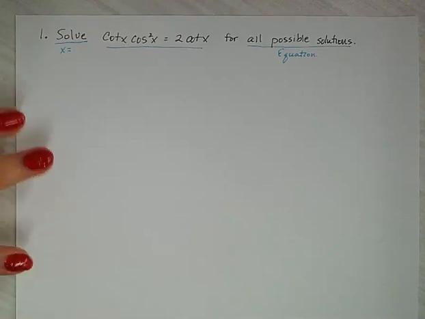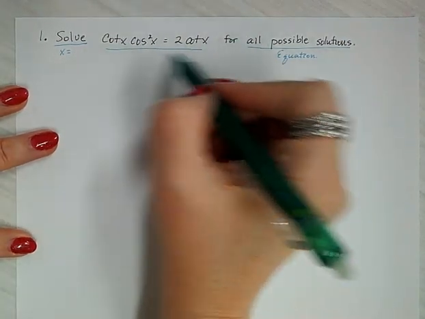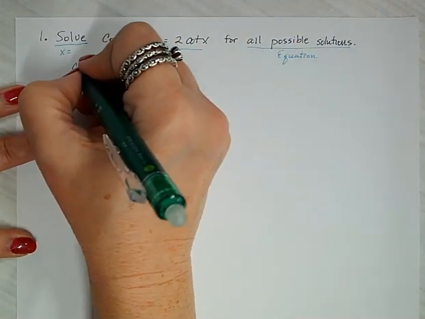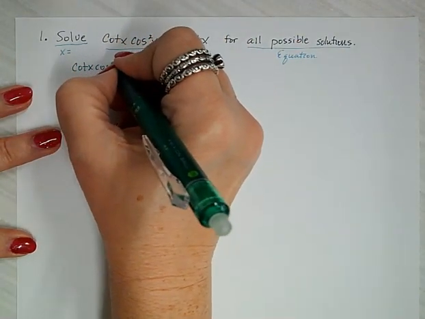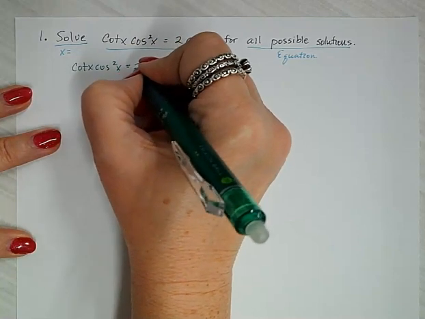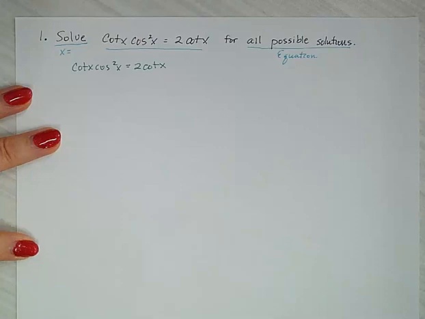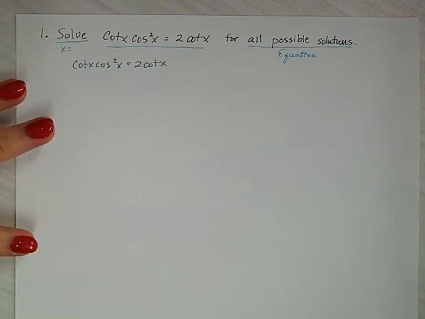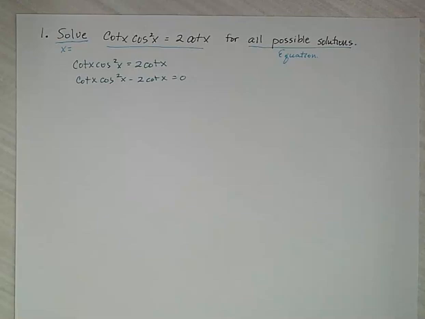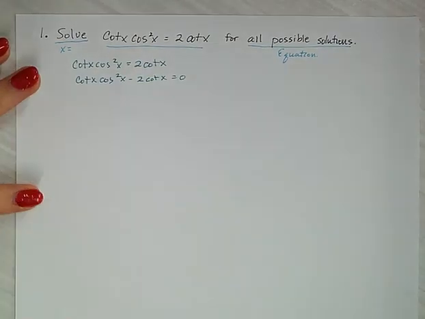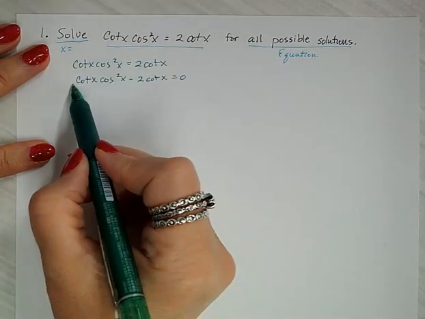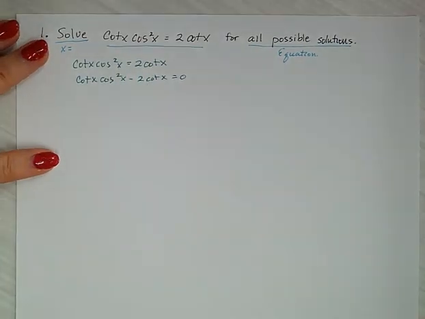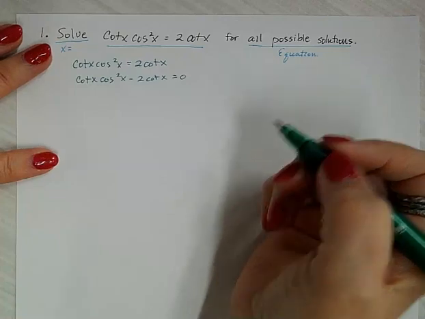So now we're going to jump into the problem. In order to solve this, I'm going to write it down once. Cotan x cosine squared x equals 2 cotan x. And in order to solve it, remember I need it to be equal to 0. So I'm moving all the trig functions to one side of the equation and setting it equal to 0. So once I move the 2 cotan over, now I'm looking at this side of the function and I'm thinking of it kind of like a binomial. So we have this piece and this piece. So what do they have in common? They have a cotangent in common.